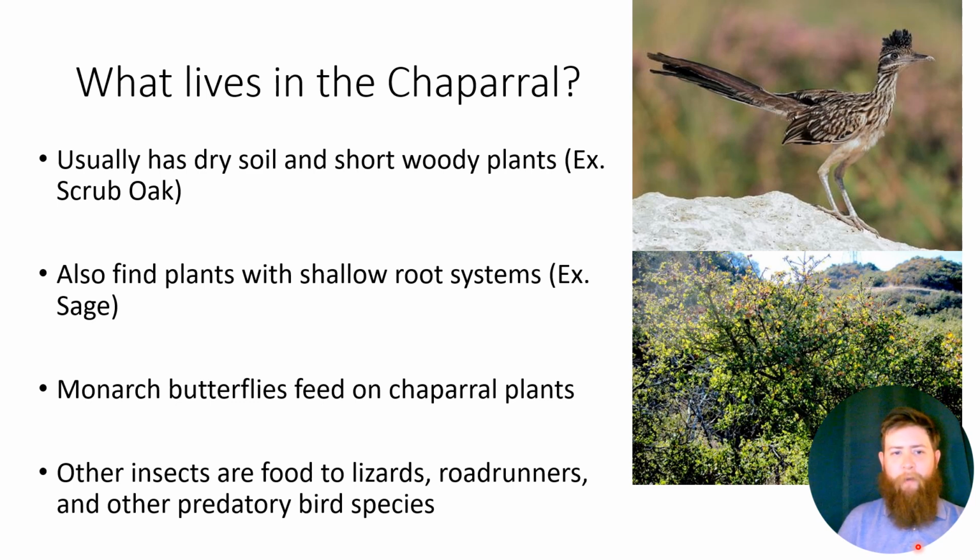You get monarch butterflies that feed on chaparral plants, and this is a very important region for them on their migration. But you also get lots of insects, and these insects are food to lizards, roadrunners like this guy here, and other predatory bird species that use these guys for food. So even though this area, once again like the deserts that we're going to talk about, looks kind of sparse, life still finds a way to inhabit this and diversify and have some species richness in here.